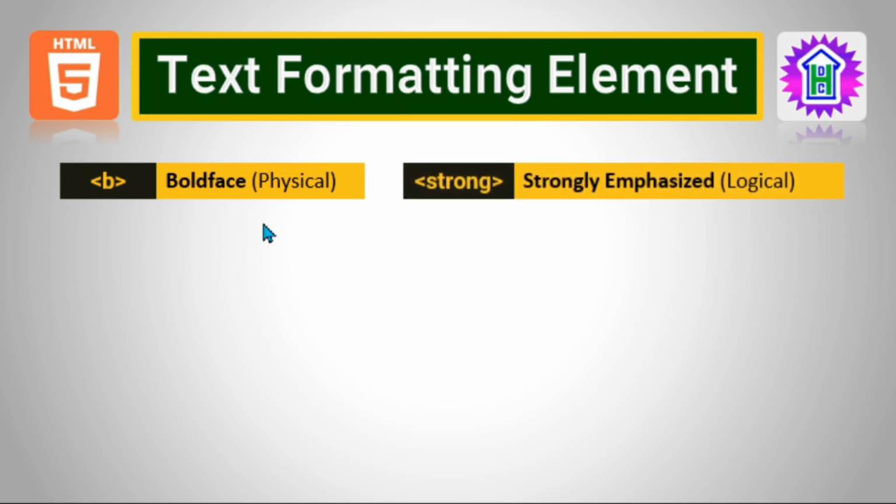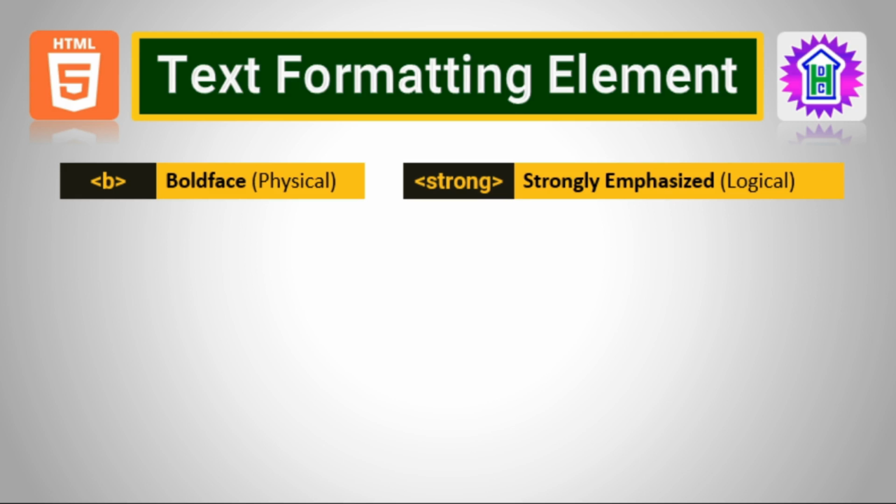Next element is strong. It displays the text by strongly emphasizing it, and this will look like the output of the B tag. So both the B tag and the strong tag display the text similarly in boldface, but there is a difference between these two tags. The strong tag is a logical tag, so it is browser specific. It may work in some browsers, it may not work in some browsers. So logical tags are browser specific.